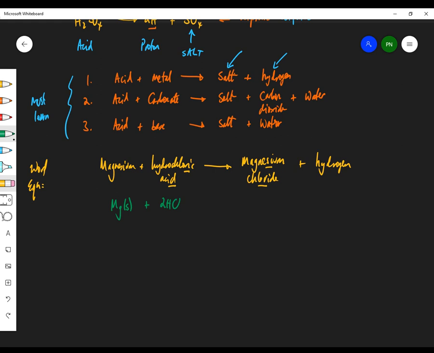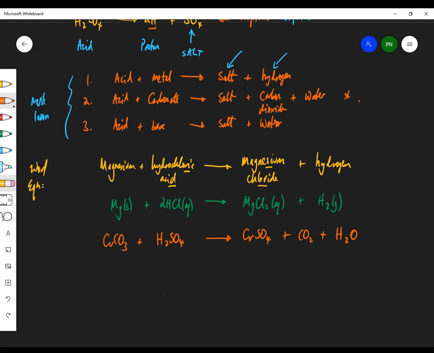It's going to be Mg plus 2HCl aqueous. By the way, all acids will be aqueous. Going to give us magnesium chloride, that's going to dissolve in the water of the acid, so it's going to be aqueous as well. And hydrogen is going to evolve as a gas. So that's acid plus metal. Let's do acid plus carbonate. Let's use copper carbonate plus sulfuric acid. It's going to give us copper sulfate plus carbon dioxide plus water, according to equation number 2.